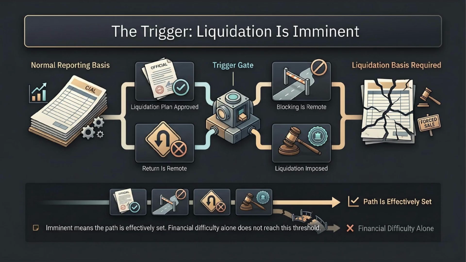A plan for liquidation may have been formally approved by the right authority and the chance of blockage or return is remote. Or liquidation may be imposed by external forces such as legal or regulatory action, and return to normal operations is remote. Notice the discipline here. This is not about management anxiety, market pressure, or bad quarterly results. The basis changes only when the liquidation threshold is actually crossed.